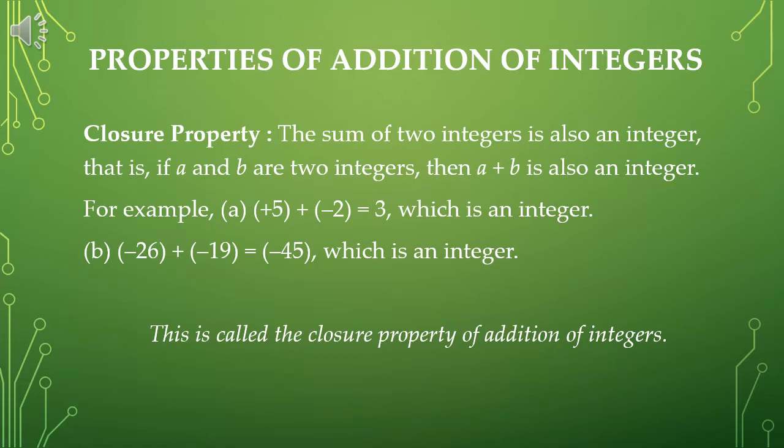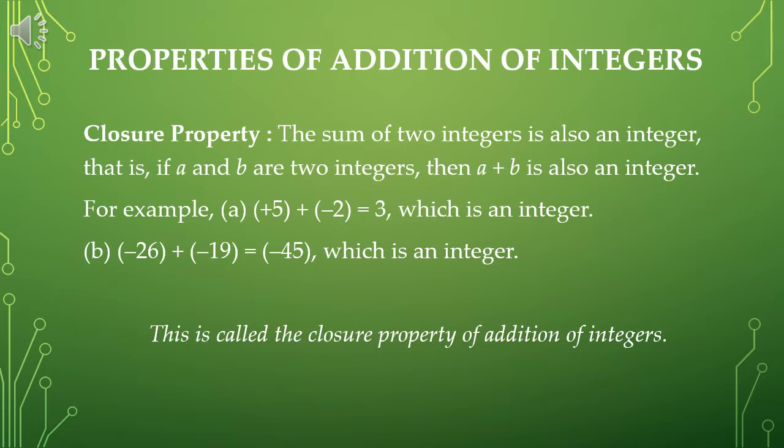Now suppose you have two integers, plus 5 and minus 2. One is a positive integer, one is a negative integer, and we have to add both the integers. So plus 5 and minus 2 will become plus 3. So plus 3 is the result of the sum of these two integers. So it is again an integer. Let us discuss another example.